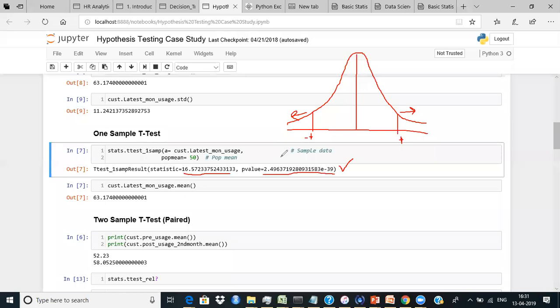The decision to say that the actual mean is greater than null mean can be false with a probability of this. Or in other words, your decision to say that the actual mean is greater than the null mean is true with a probability of 1 minus p value by 2. We are rejecting the null.